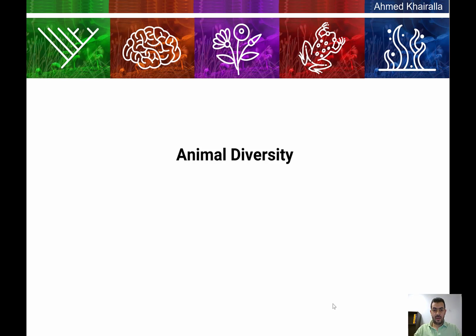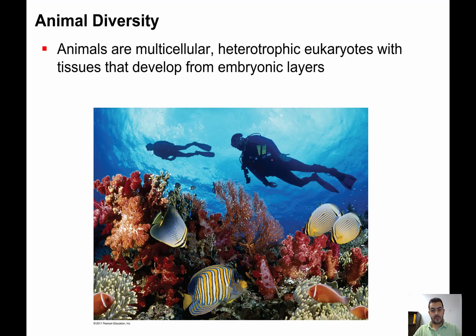Hello everyone. In this video we are going to discuss animal diversity. So let's start. This is an introduction slide about animal diversity and how we can define animals. Animals are multicellular heterotrophic eukaryotes with tissues that develop from embryonic layers.